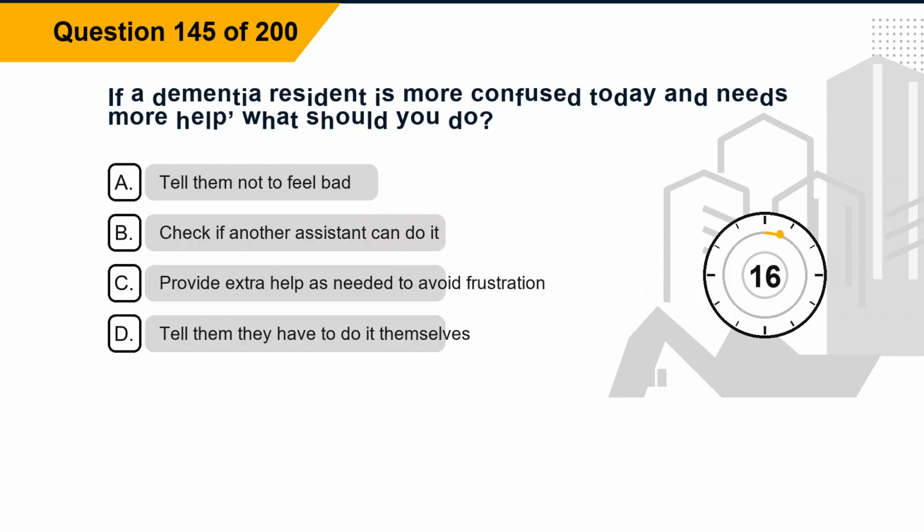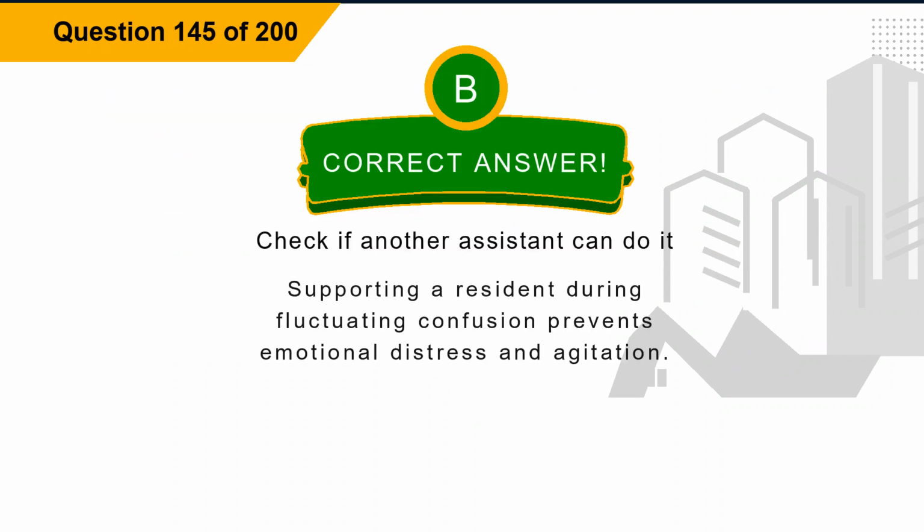Question 145. If a dementia resident is more confused today and needs more help, what should you do? Option A, tell them not to feel bad. Option B, check if another assistant can do it. Option C, provide extra help as needed to avoid frustration. Option D, tell them they have to do it themselves. The correct answer is option B, check if another assistant can do it. Explanation. Supporting a resident during fluctuating confusion prevents emotional distress and agitation.